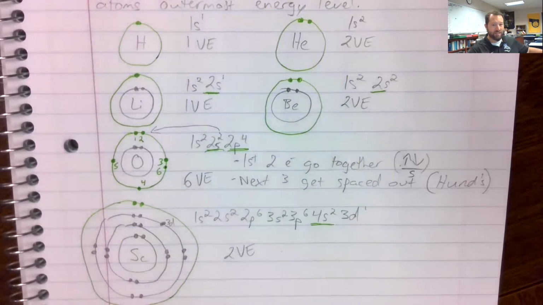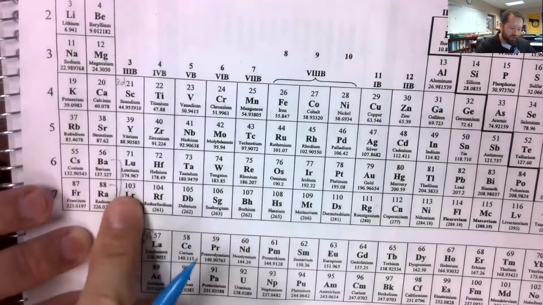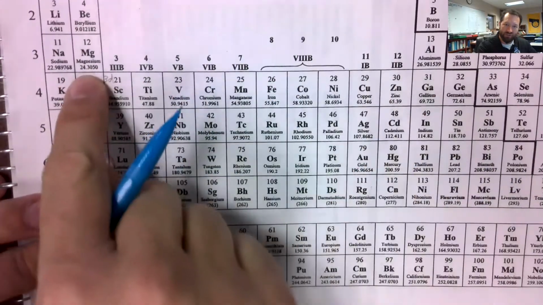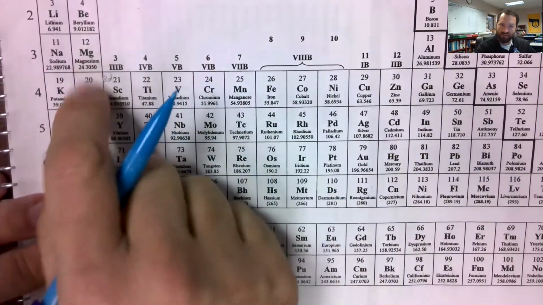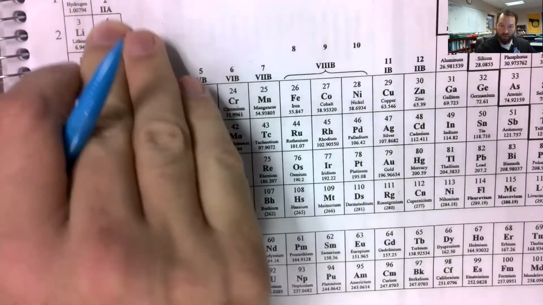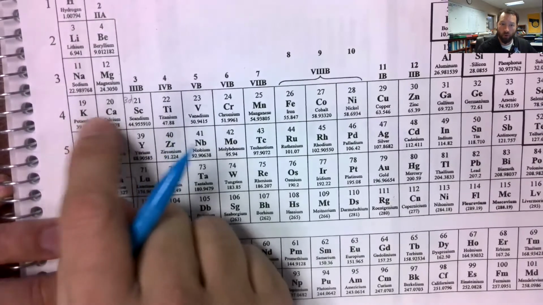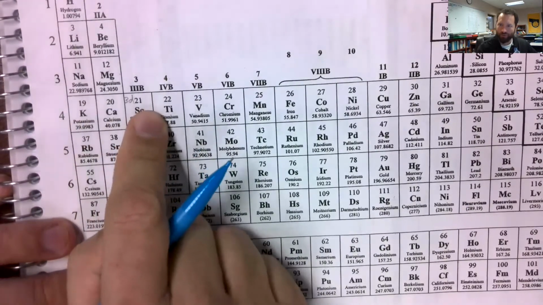And that's the case for most of our D block elements. For most of these, open up the energy level before, so like 4s, and then go back a level to 3d.